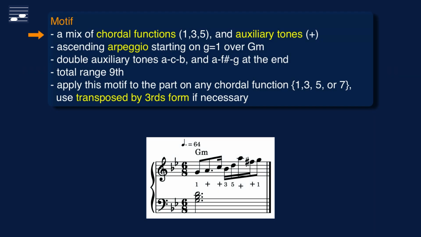The motif is shown here with an arpeggio pattern on chordal functions 1, 3 and 5 and a number of directional units. The total compass is the 9th interval. In a transposed form, the chordal functions may become 3, 5 and 7, or 5, 7 and 9, or even higher.